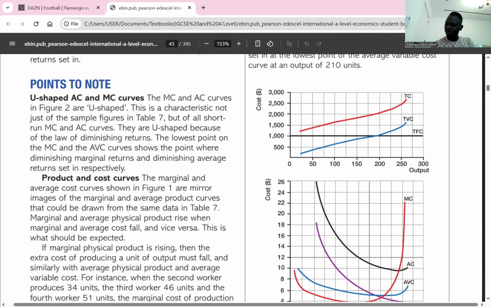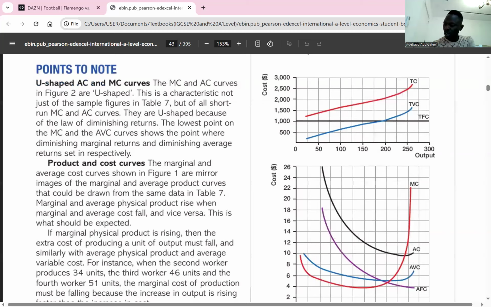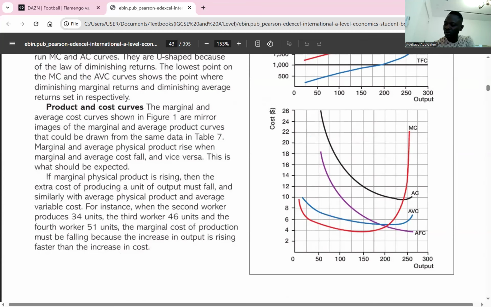Then for the other one, we have the products and the cost curve. I wrote, marginal and average physical product rises when marginal and average costs fall, and vice versa. As soon as our marginal cost and average cost fall, it means our output has increased. That is why the marginal and average physical product rises. Our MP and our AP would increase because our MC is falling. But as soon as our MC starts increasing, the MP and the AP will start falling. Okay. Do you understand? Yeah. The marginal product will rise as soon as your MC and your AC fall. But as soon as your MC and AC start increasing, your MP and the AP will start falling. Is it clear? Yes. Any question about that?